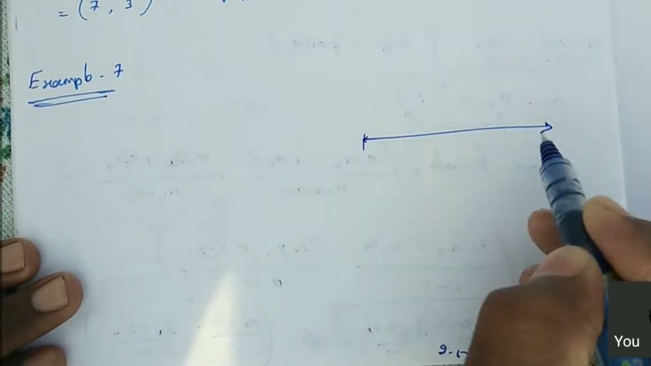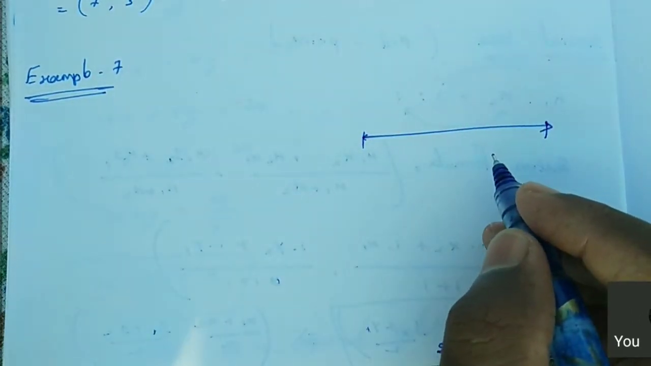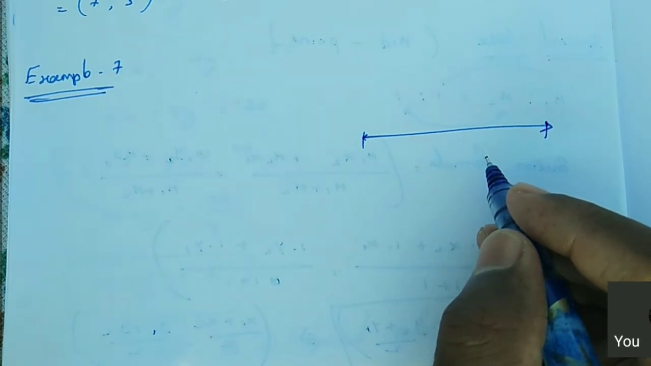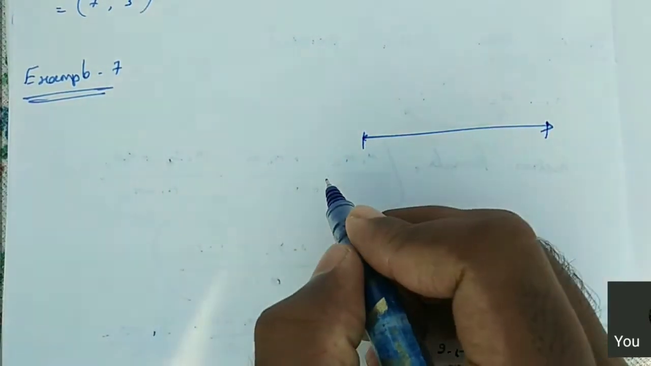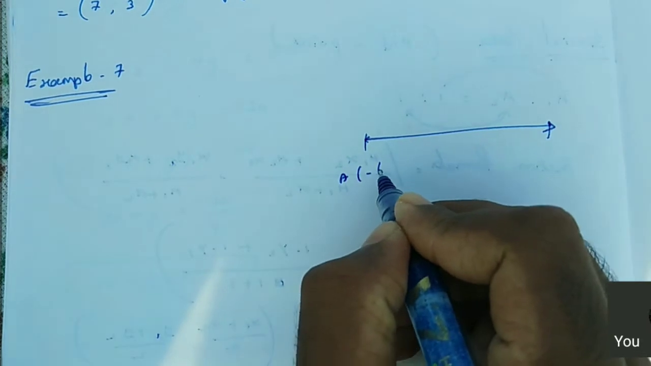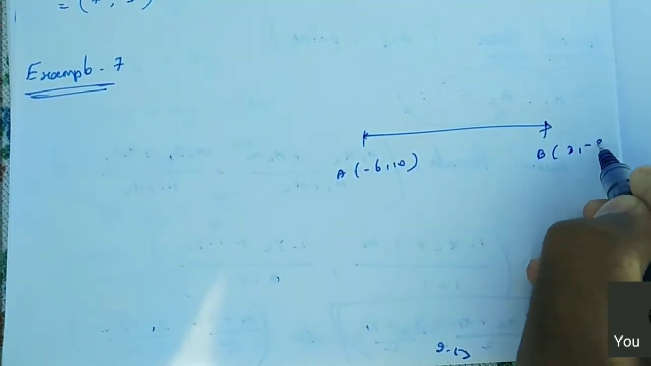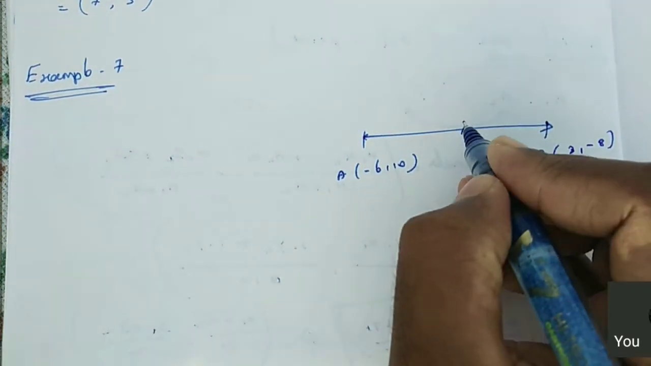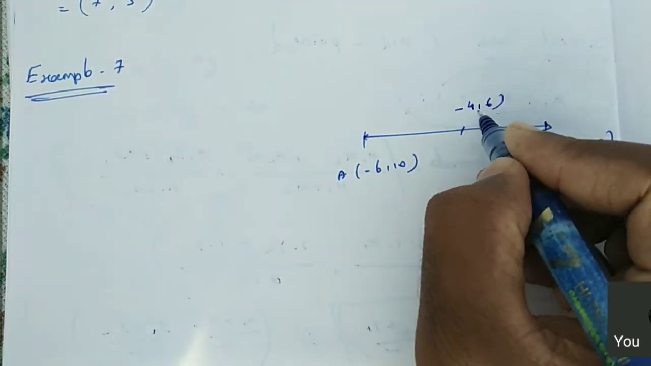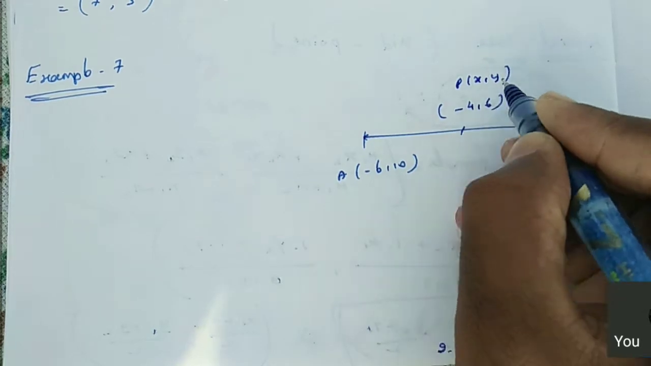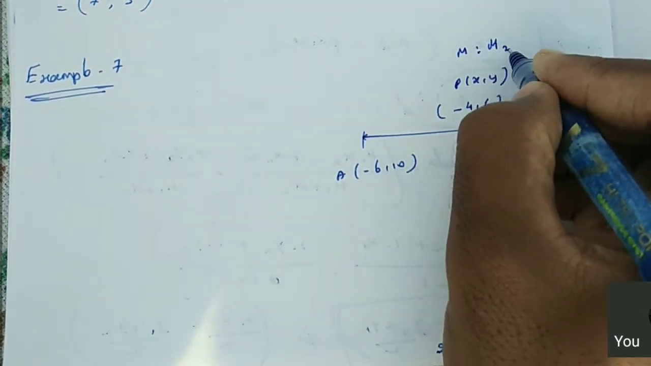Actually, it is a line. They have given a line. That is a reverse process. What we saw in example 6, now it is a reverse process. They have given two points. The A point is minus 6 comma 10. The last point B is 3 comma minus 18. And one more point is here, minus 4 comma 6. They have given P of x comma y. What are they asking? In what ratio does it divide the line?